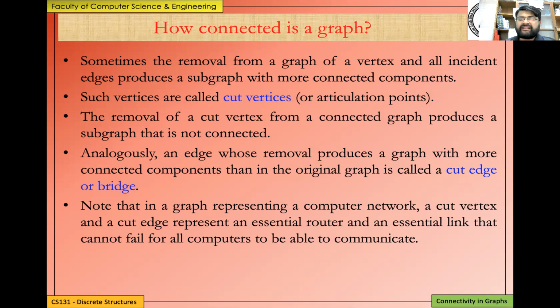So note that in a graph representing a computer network, a cut vertex and a cut edge represent an essential router and an essential link. A cut vertex is an essential router: if you remove it, you cannot communicate with another part of the network. And the cut edge is the essential link: if it fails, then computers cannot communicate with each other. So that is what we call a cut edge, or a bridge, an essential link. On the other hand, a cut vertex is a vertex which, when removed, disconnects the whole graph.